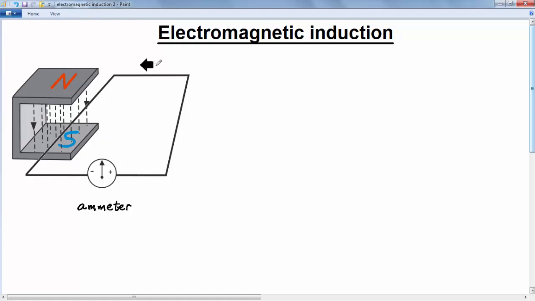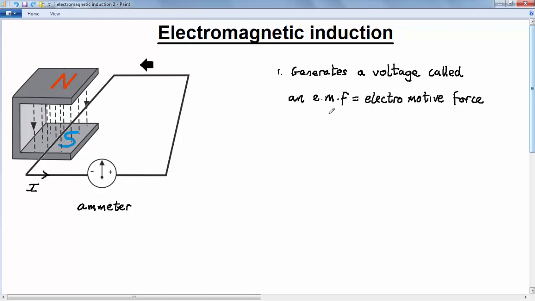So for example, moving the conductor in this direction through the magnetic field drives the current this way, which will cause the ammeter to displace to the positive side. So we can say that a voltage is generated across the conductor. This is also known as an EMF or electromotive force, and this electromotive force drives a current around the circuit.